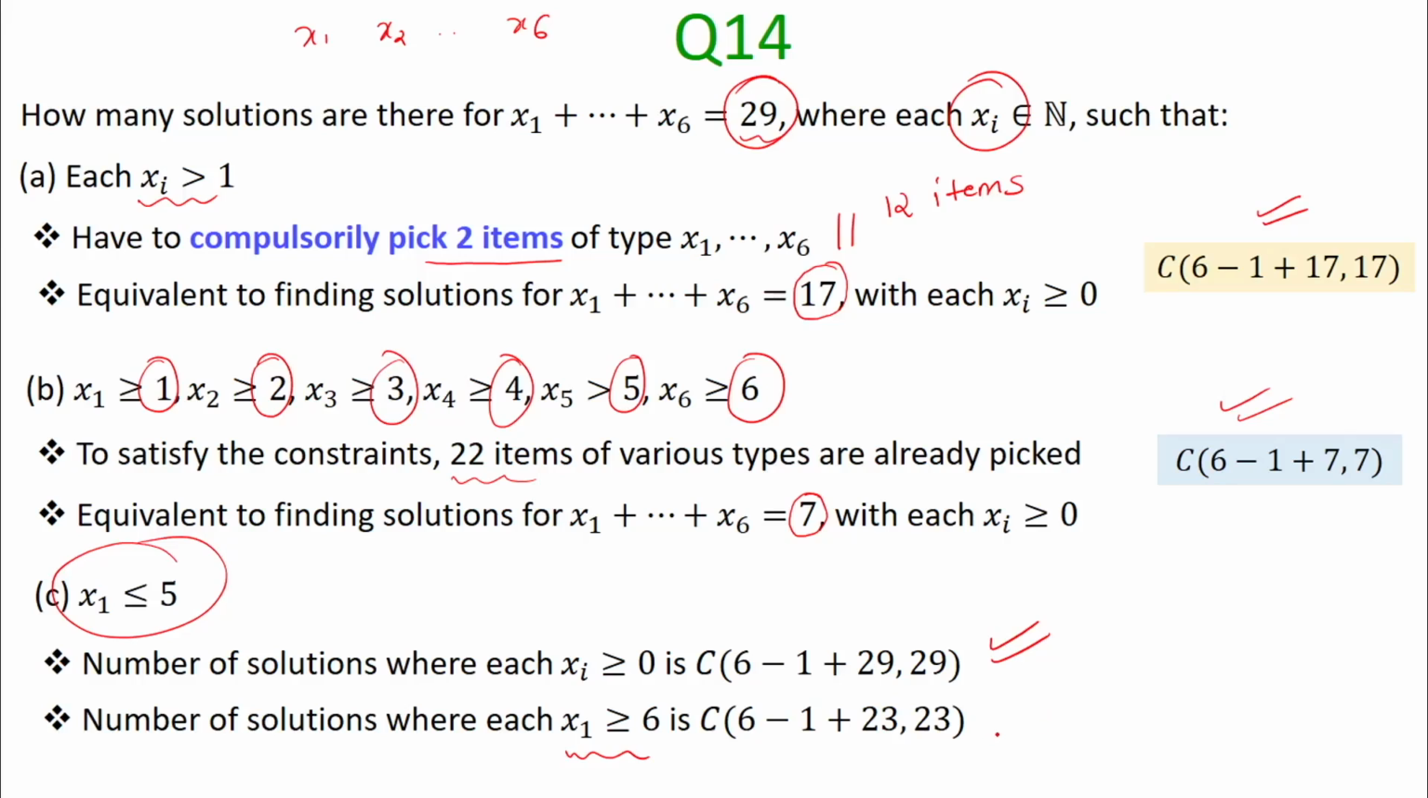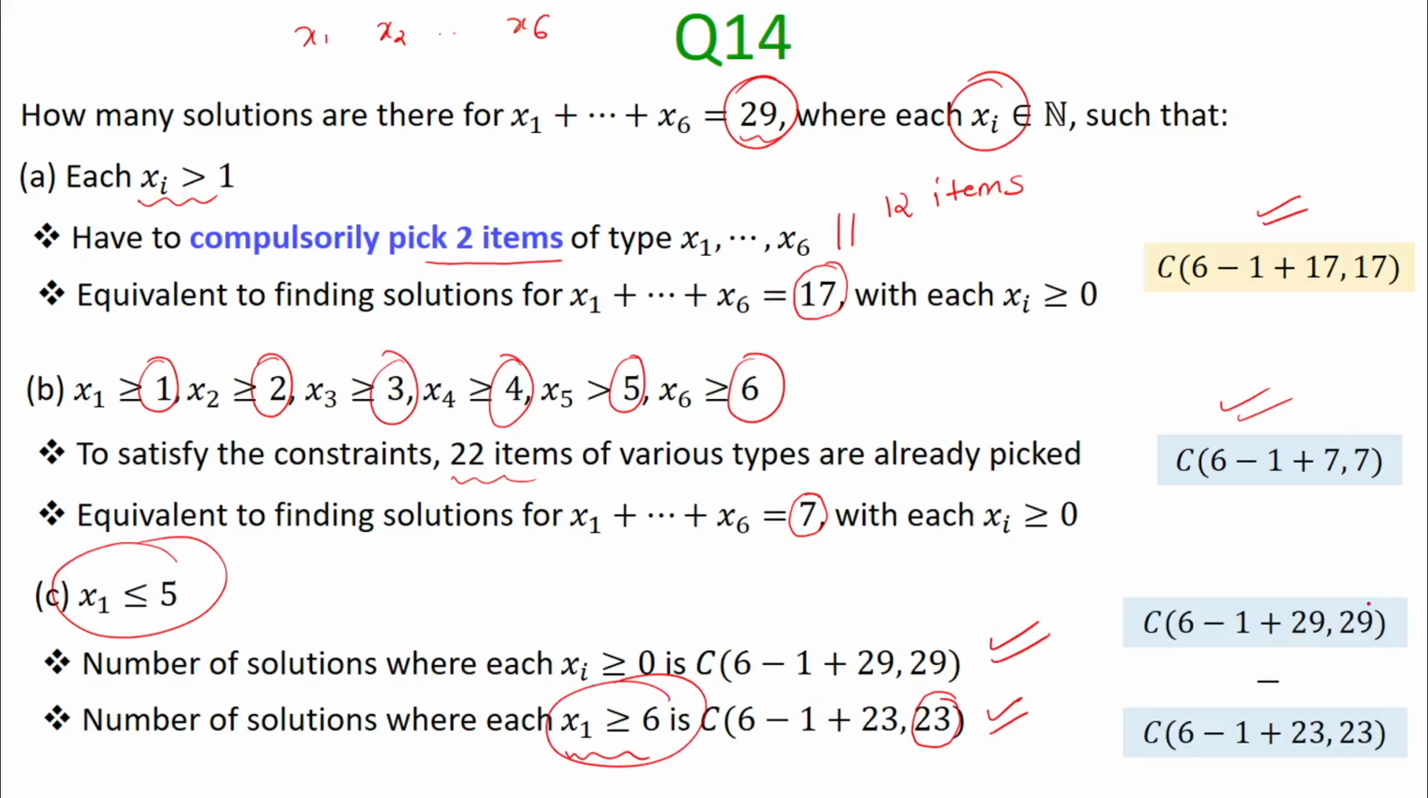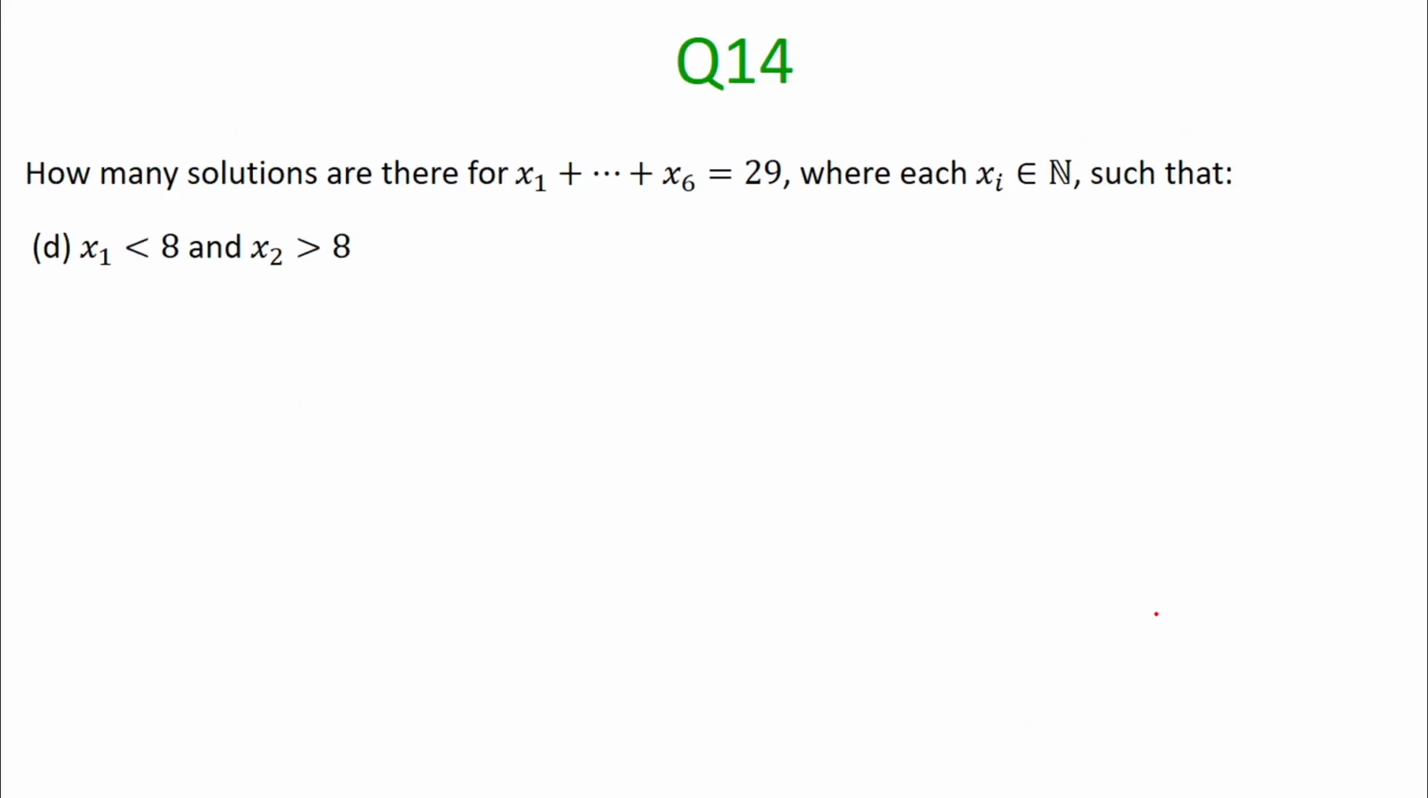That means definitely I have to pick 6 bills of type x1, which further implies that now I am interested in picking the remaining 23 bills without any restriction on how many bills of different types I choose. The number of solutions for this case will be this. But this is not what we want. We want to find the number of solutions which do not have this condition. So I subtract this value from the number of solutions that I have without any restriction, and that will give me the answer.